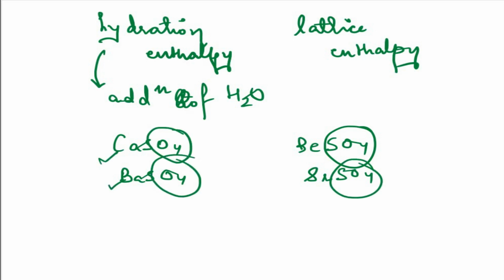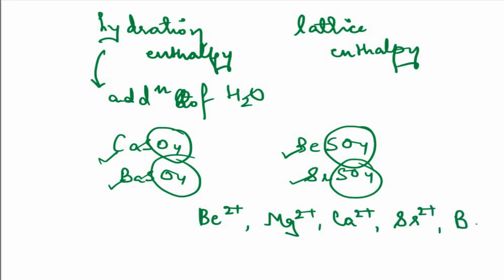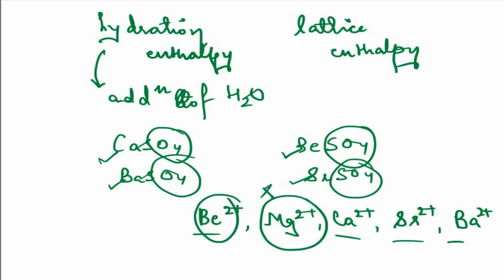Considering the cation part of the question, what can we write? First comes beryllium, then magnesium, then calcium, then strontium, then barium, and then we have radium. Forget about that, since it is not mentioned to us. So this is the order down the group.